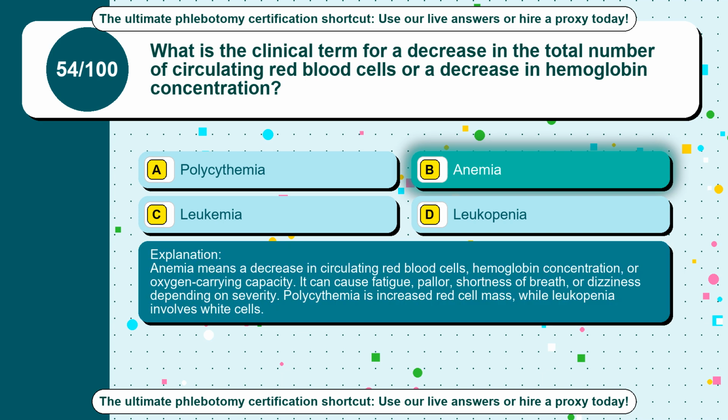Anemia means a decrease in circulating red blood cells, hemoglobin concentration, or oxygen carrying capacity. It can cause fatigue, pallor, shortness of breath, or dizziness depending on severity. Polycythemia is increased red cell mass, while leukopenia involves white cells.